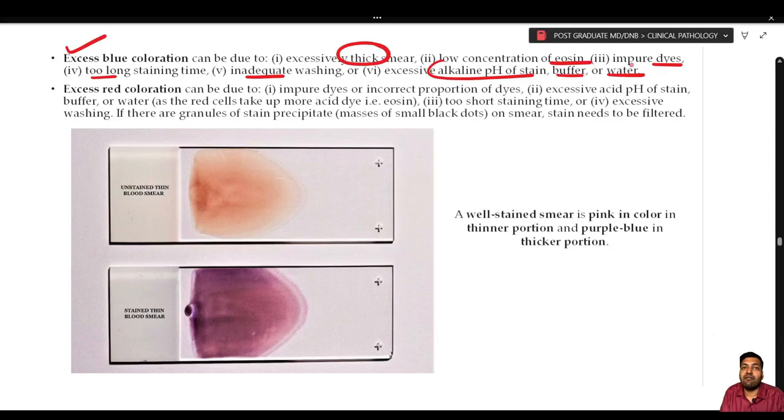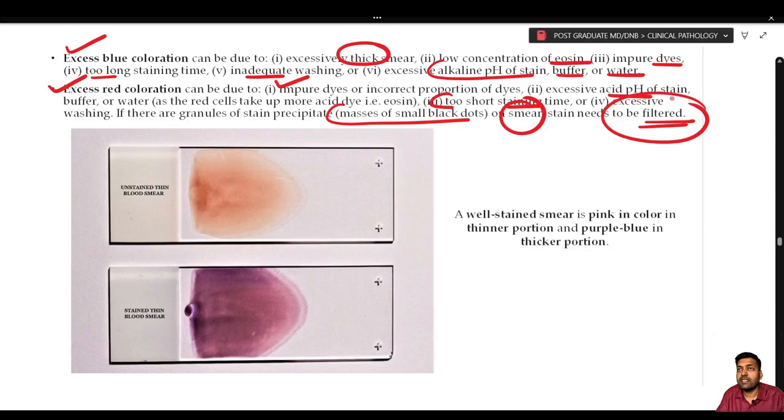Similarly, your slide can become more reddish because of an impure dye or incorrect proportion of dye, with an excessive amount of, for example, eosin and less methylene blue. Or there is an excessive acidic pH of the stain buffer or water, or too short a staining time, or excessive washing. If there are granules of stain precipitate, that is, masses of small black dots on the smear, the stain needs to be filtered. Sometimes while you are examining, you will see multiple stain deposits. That means you have to filter the Leishman stain.